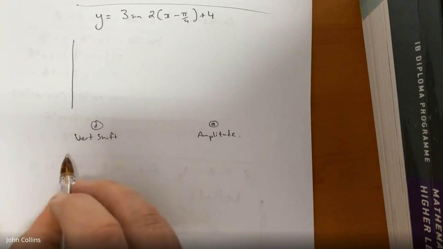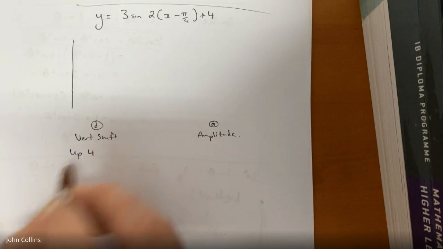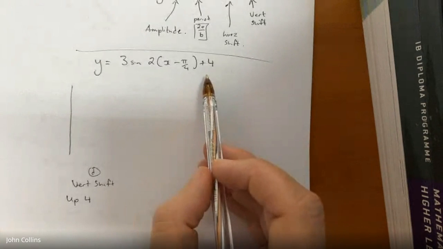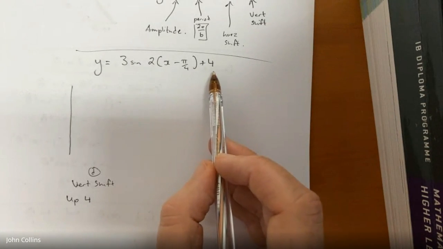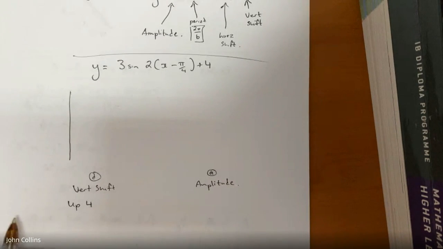So the vertical shift in this case is up 4, because of the plus 4 at the end. It's up 4 from where it normally is. Sine normally sits at 0 in the middle part. Now the middle part of it is going to be moved up to 4. So the midline is going to be at 4.